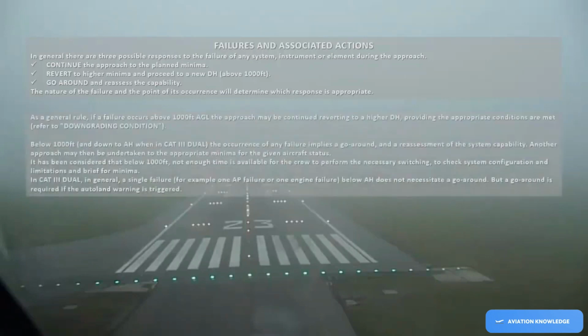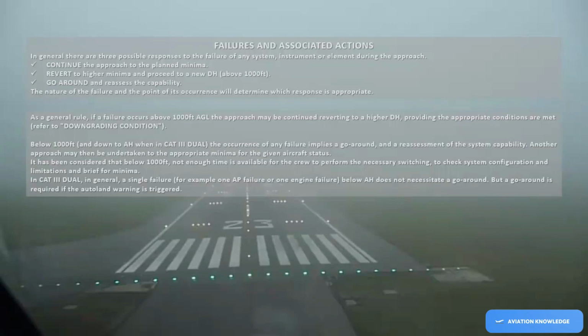As a general rule, if a failure occurs above 1,000 feet AGL, the approach may be continued reverting to a higher decision height, providing the appropriate conditions are met. Refer to downgrading conditions. Below 1,000 feet, and down to alert height when in Cat 3 dual, the occurrence of any failure implies a go-around, and a reassessment of the system capability. Another approach may then be undertaken to the appropriate minima for the given aircraft status.